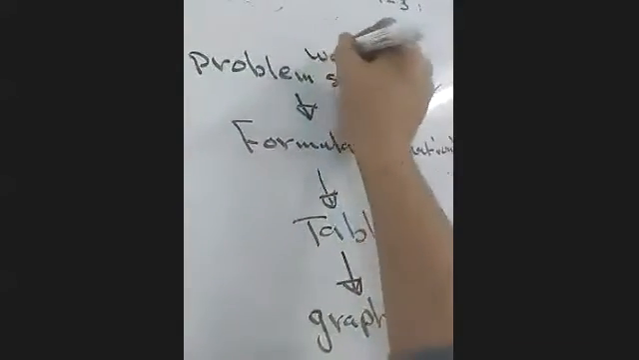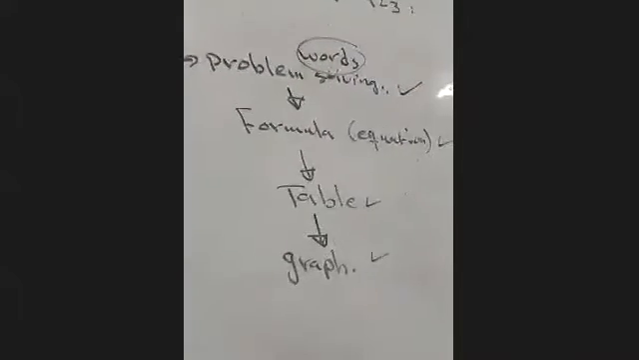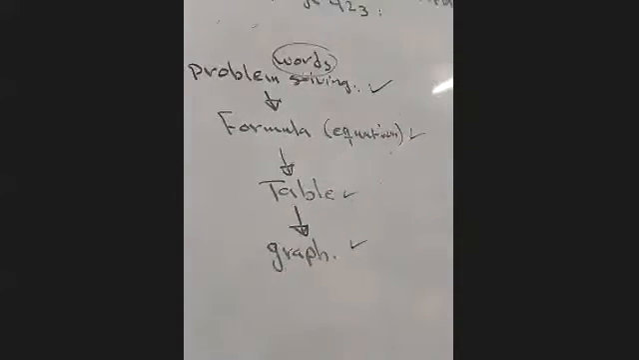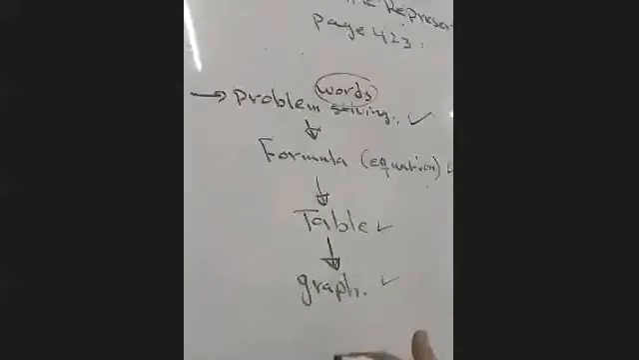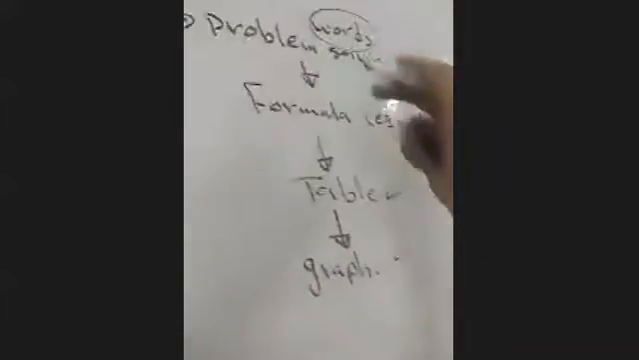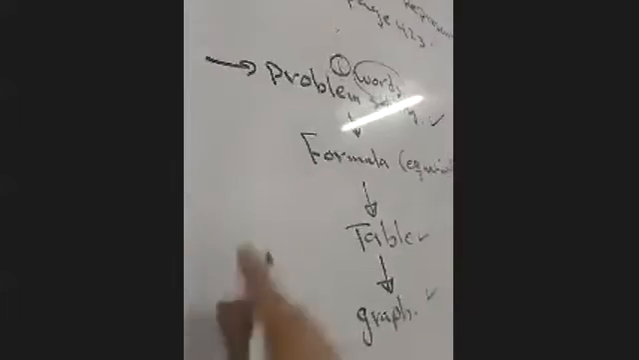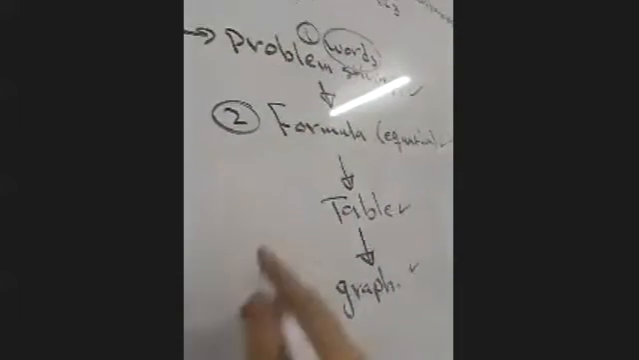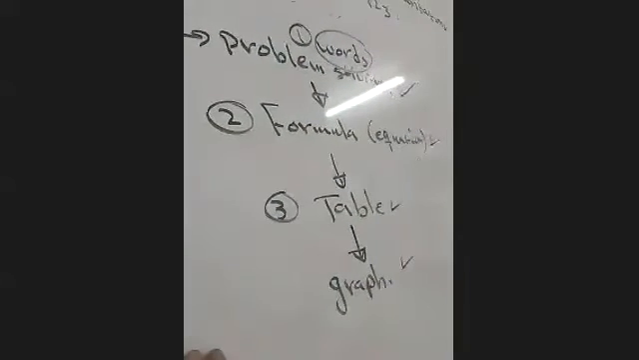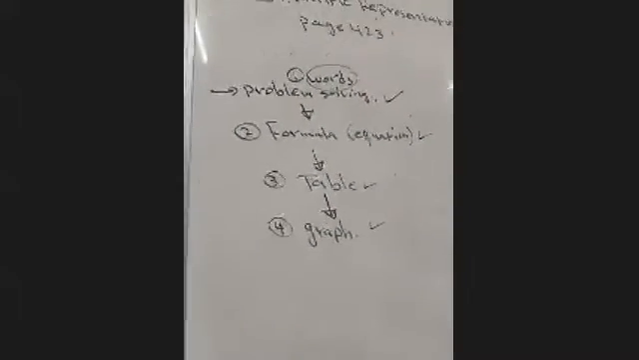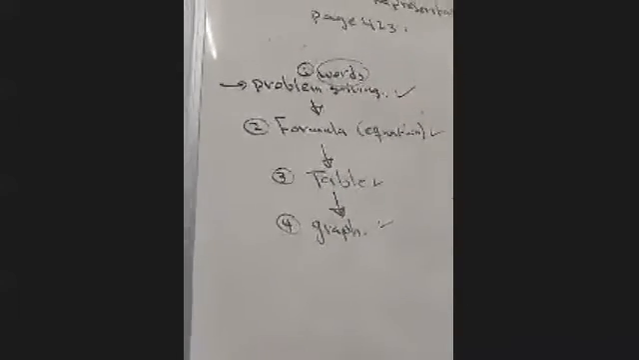Words, which is the question text. From the question text, I can find the formula. From the formula, I can make a table. From the table, I can make a graph. So we have four representations for the relationship: one by words, two by formula, three by table, and four by graph. These four representations, we use them to represent the relationship.